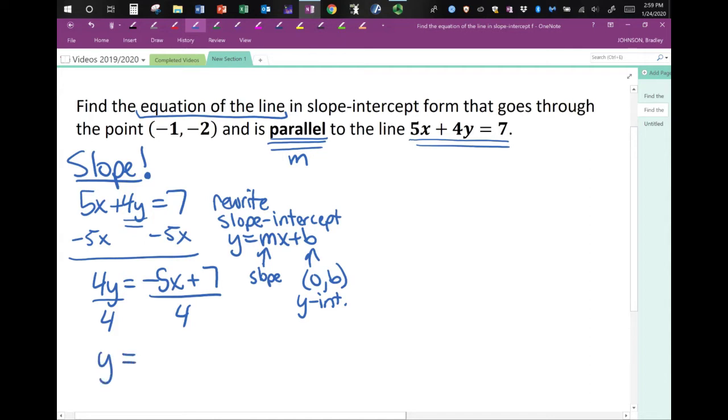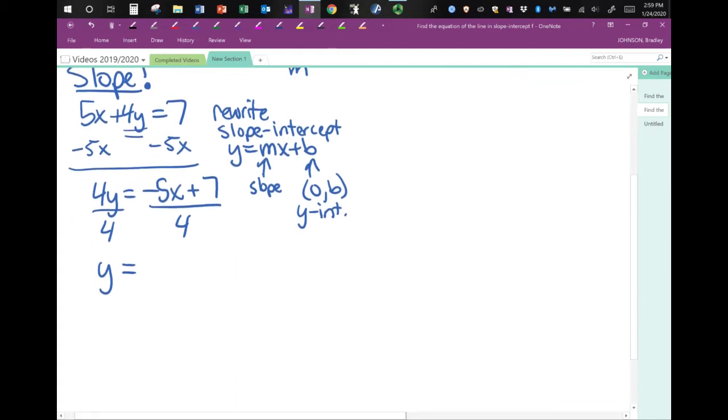Now let's take a look at the right-hand side. It looks a bit funny. A rule that you can remember, I'll write it down here: if you have (a + b) all divided by c, you could rewrite that as a over c plus b over c. So since we're all divided by 4, we could rewrite this as -5x divided by 4 plus 7 over 4. And that makes it much nicer to look at.